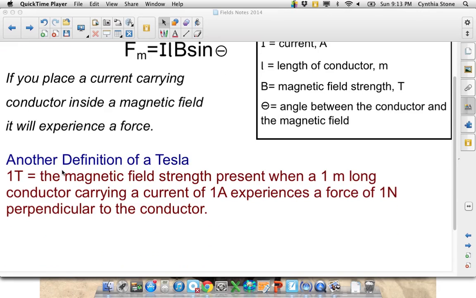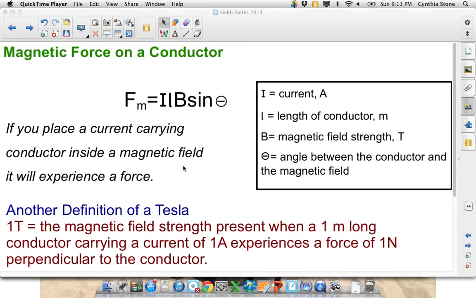Whoa, another definition of Tesla. And again, chosen on purpose, the magnetic field strength. When you have 1 meter carrying 1 amp, it feels a force of 1 newton. Again, what is it? It was made up. Tesla is just a thing that was made up because it's a convention that works with nice numbers, and it works.